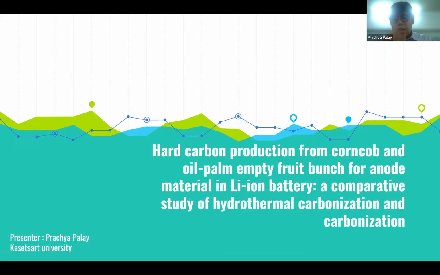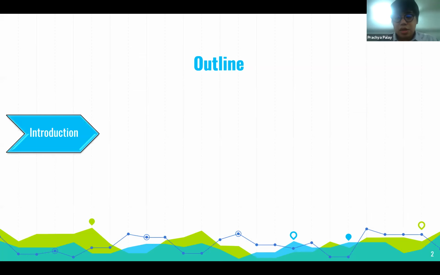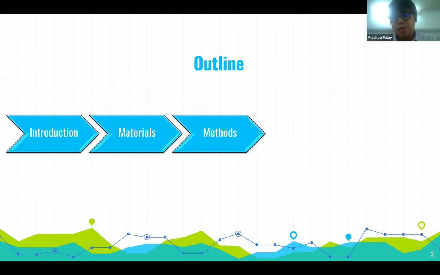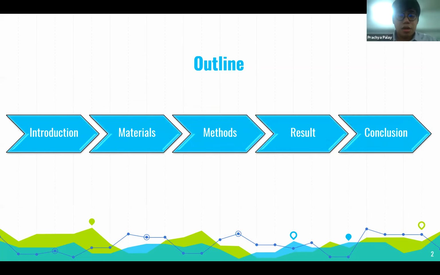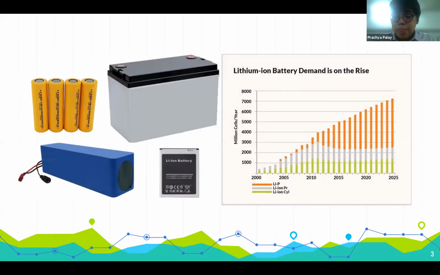Good morning, everyone. I'm Panjapali, a master's degree student from Kasetsart University. Today I'm here to present my work about hard carbon production from corn cob and oil palm empty fruit bunch for anode material in lithium-ion battery. Let's begin. The outline today is introduction, material, method, result, and conclusion.